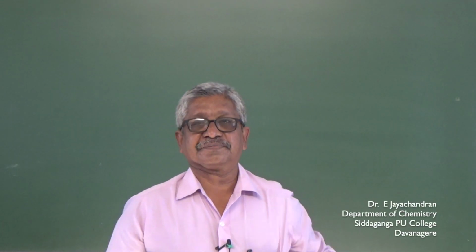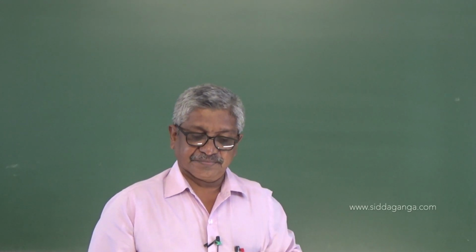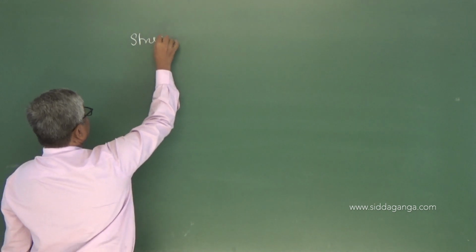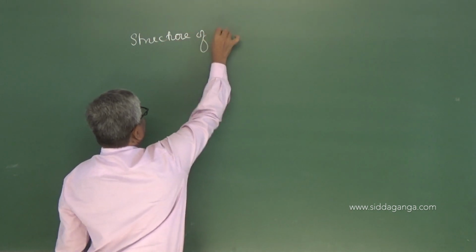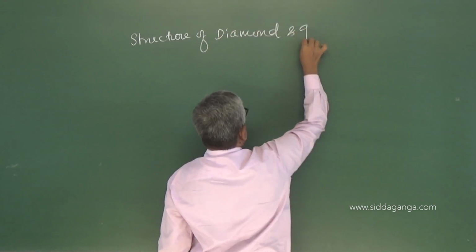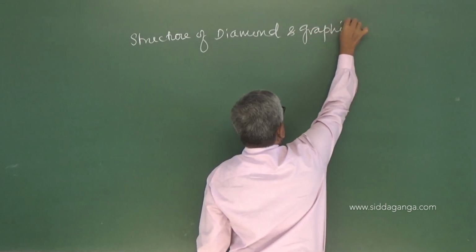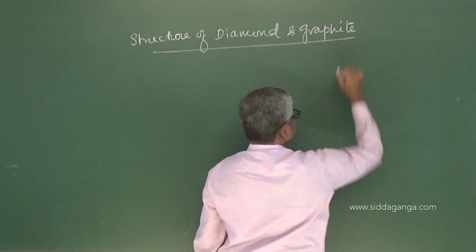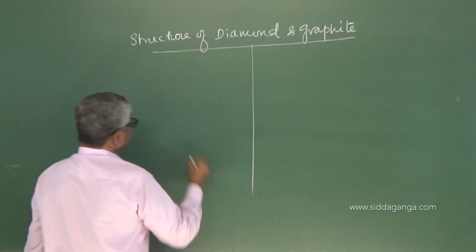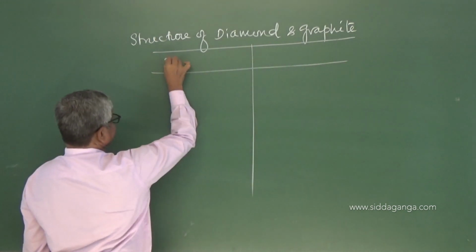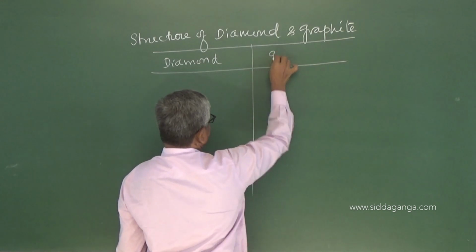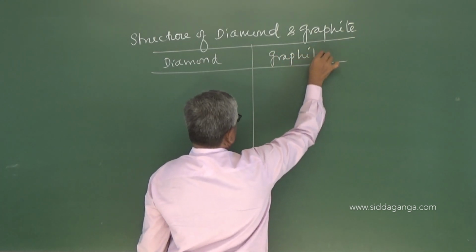So next part, structure of diamond and graphite. In the structure of diamond and graphite, we will take diamond on one side and graphite on the other.